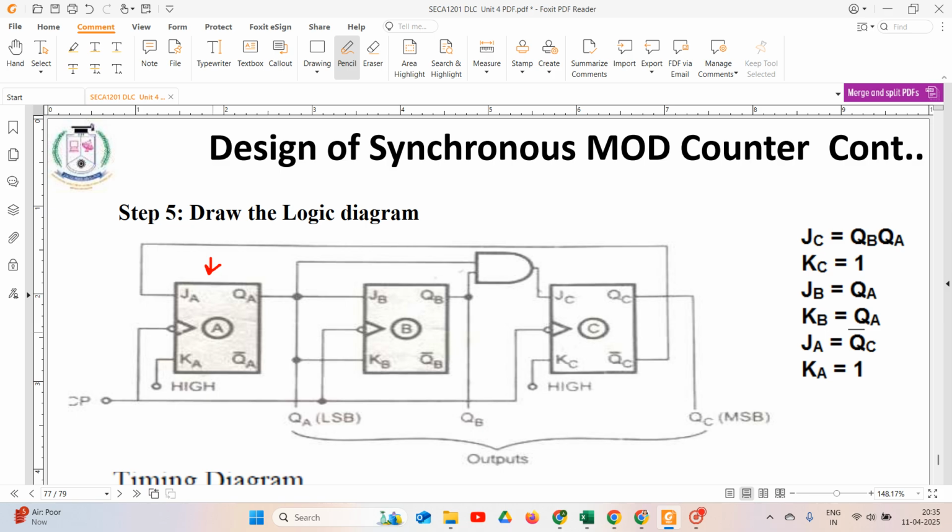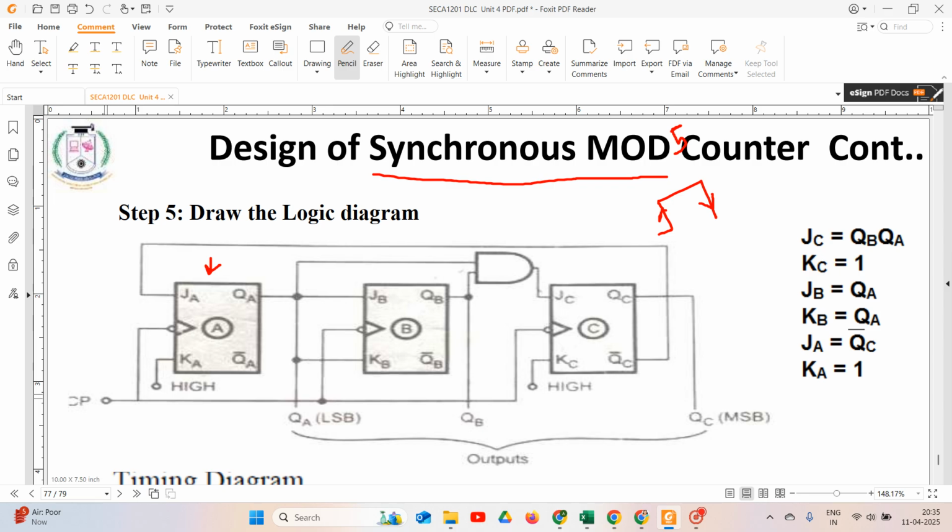Here we are using the clock, right? The bubble indicates it triggers at the negative edge. This is your positive edge triggering. This is your negative edge triggering. As we are using the bubble here, we have to perform the negative edge triggering of the flip-flops, as it is a synchronous mod 5 counter. So here we are using the clock pulse.